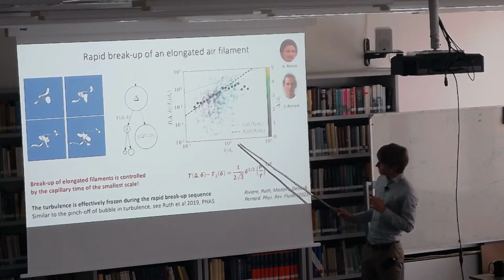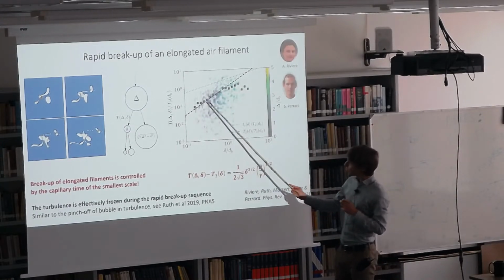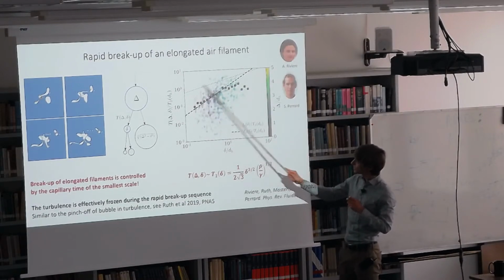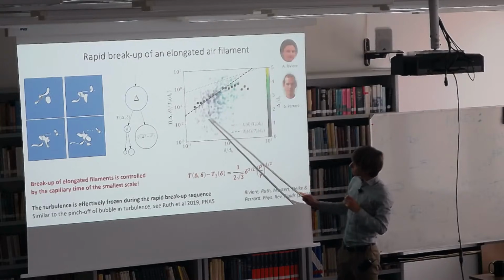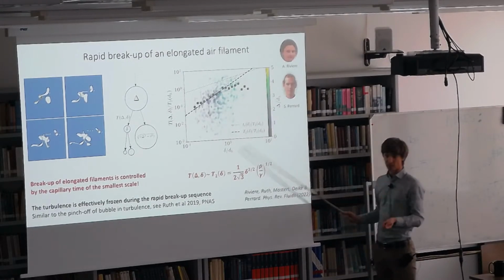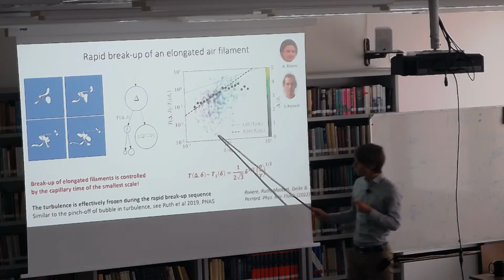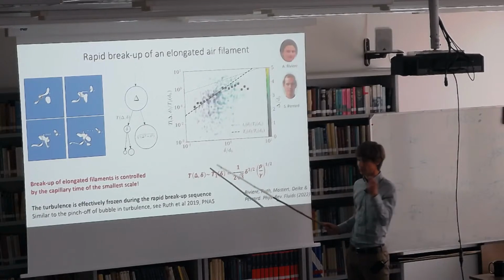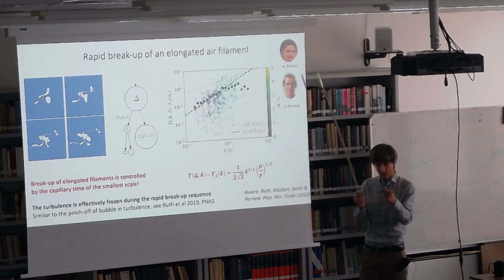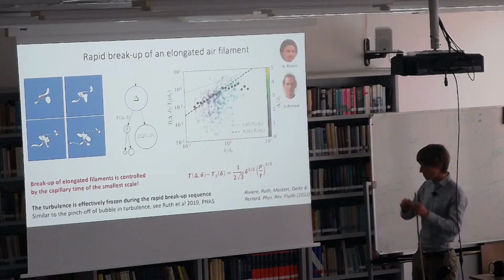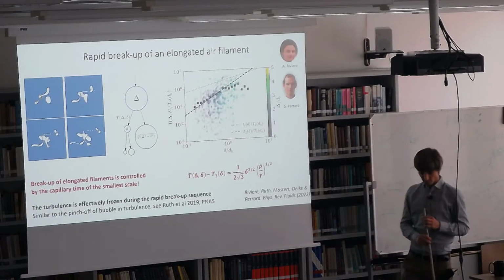And what you can see is that this time is always smaller than the turbulence time, which is the dotted line. And if you ensemble average your data, you're actually closely following the capillary time scale. So the formation of these small bubbles is actually controlled by the capillary time at the smaller scale. So the capillary time of the ligament that is being formed as you deform the bubble.